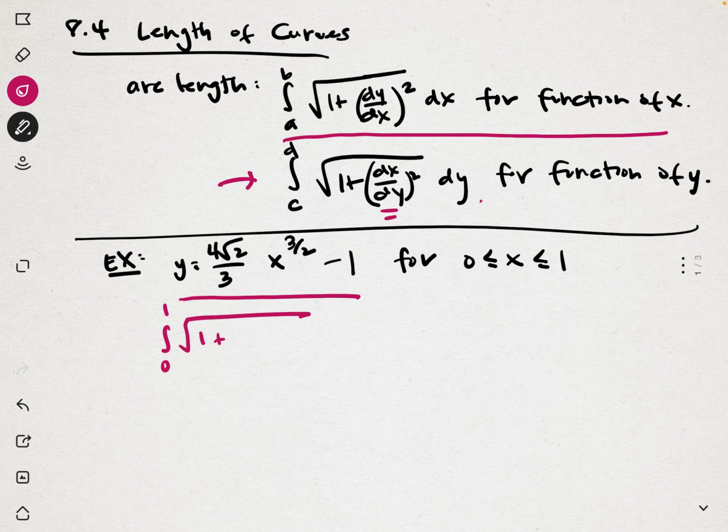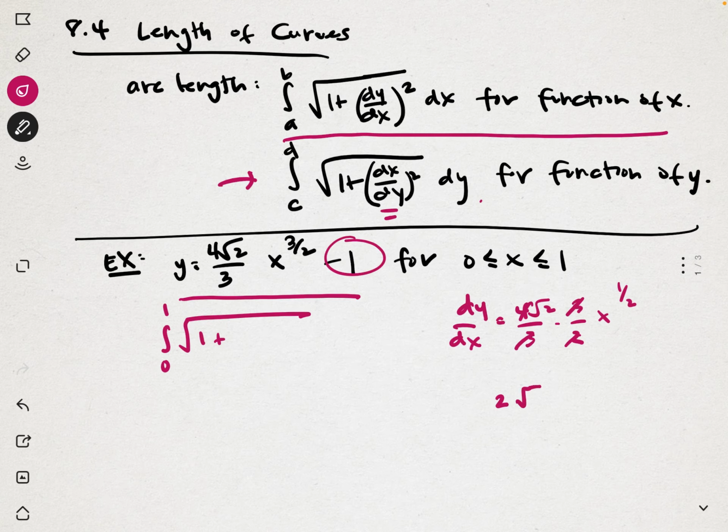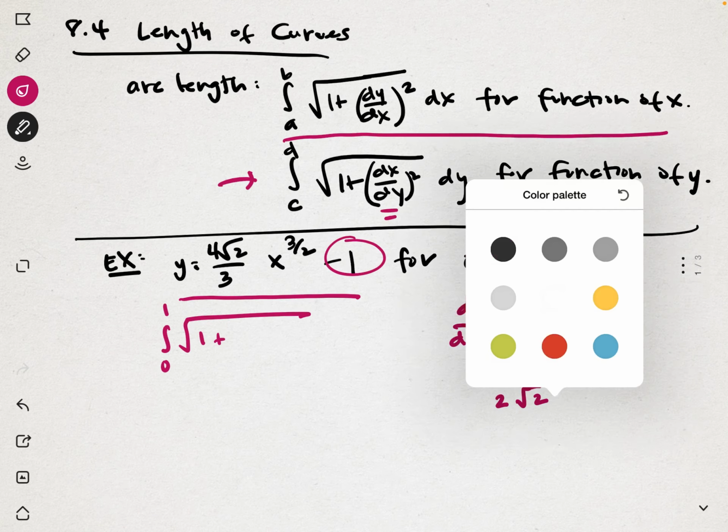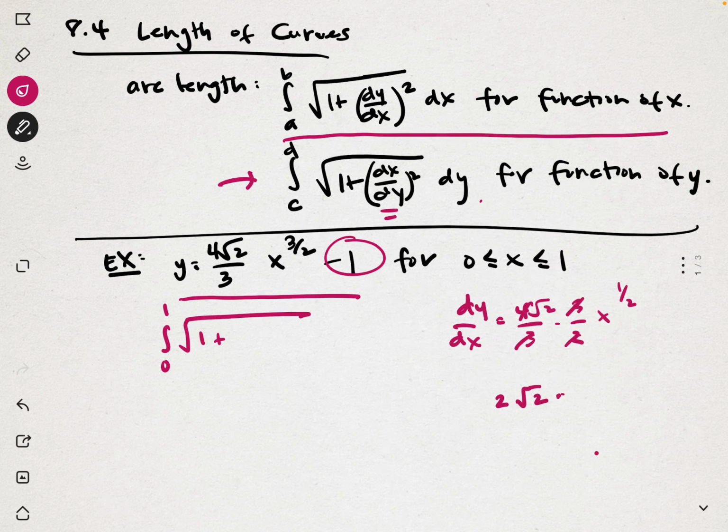So the derivative of y with respect to x is going to be 4 square root 2 over 3, and then the derivative is going to be 3 halves x to the 1 half, and then the 1 is going to derive out. Then cancel a bunch of things, so you get 2 square root 2 x to the 1 half, or should we just say 2 square root 2 x? Yeah, that works.